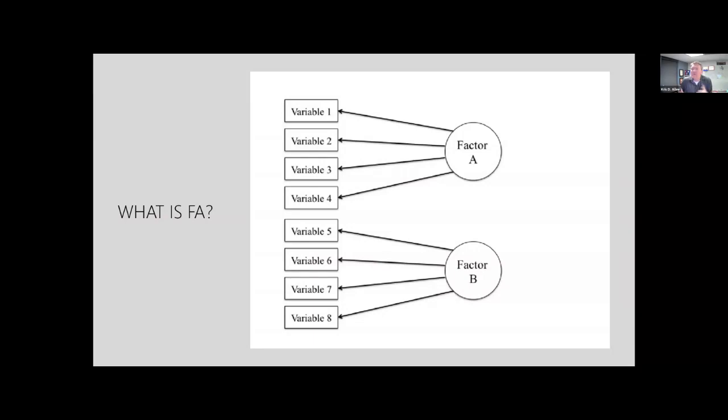And these variables are likely related to some underlying factors. Okay, there's something underlying, something especially difficult to measure, that the variables can be used to measure. And so this is the common graph that you see where you have factor A and factor B, and they're related to variables 1 through 4, 5 through 8.